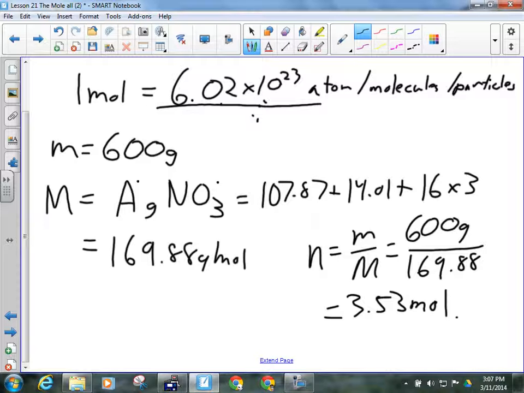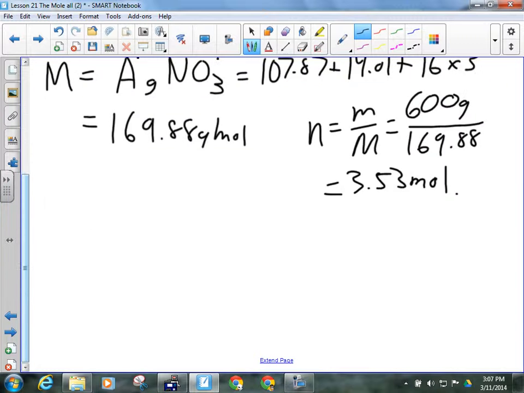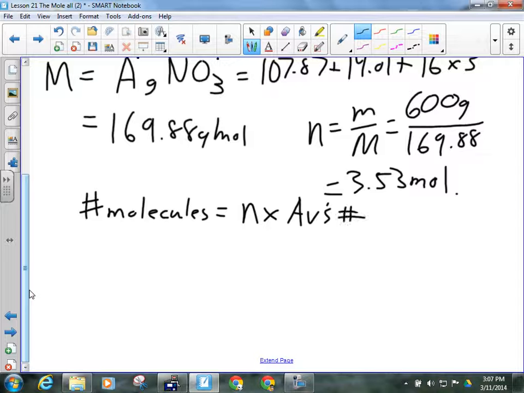So our next step: number of molecules equals n times Avogadro's number. And that's going to mean then 3.53 for this one, moles, times 6.02 times 10 to the 23.